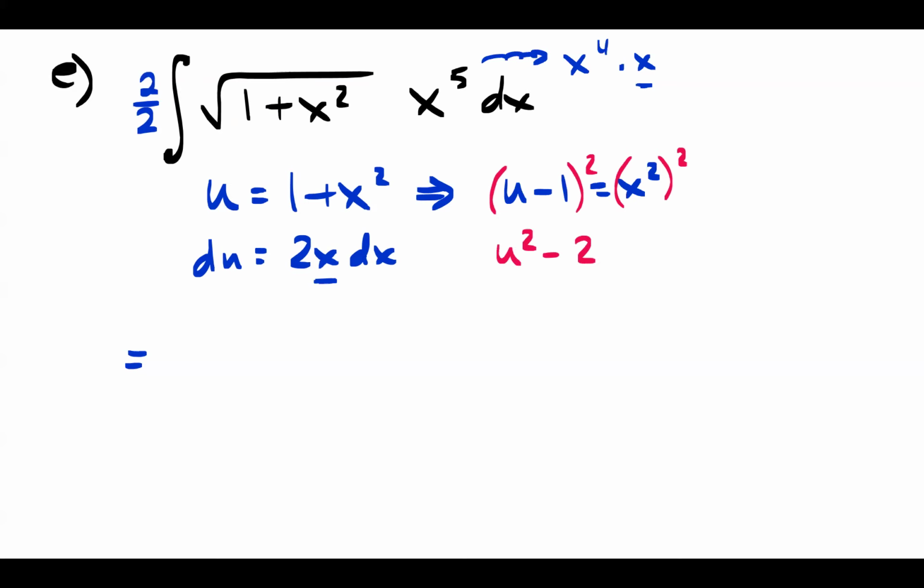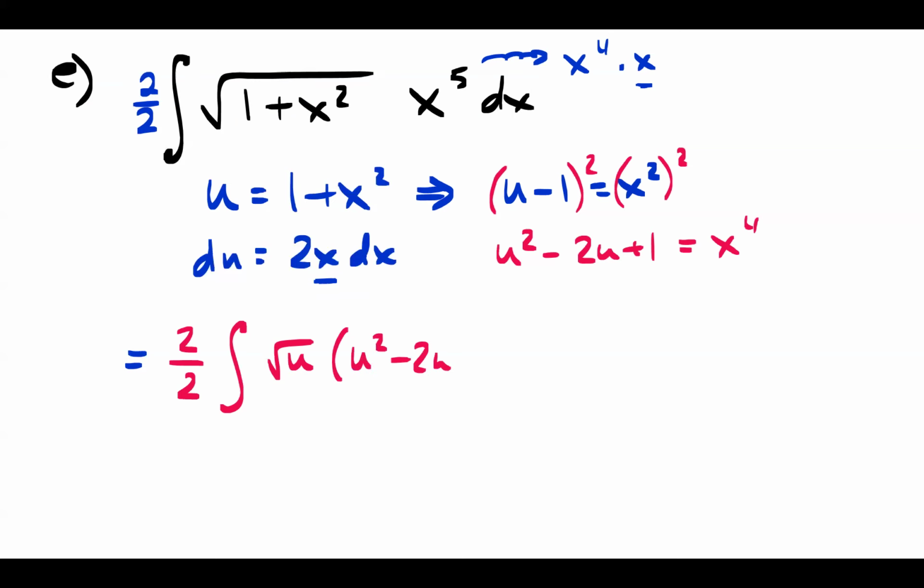As long as I have the pieces coordinated, what I do is multiply it out. u minus 1 to the second power, isn't that u squared minus 2u plus 1? Is that equal to x to the fourth? Okay, here's my coordination now. Again, a little tough one. So 2 over 2, square root of all that, and I'm still left with x dx.